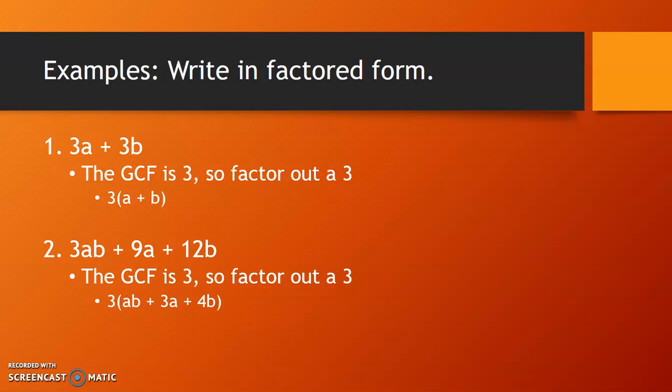For this next one, I have 3ab plus 9a plus 12b. Again, my GCF is going to be 3 because I can take that number out of all three of the numbers I see, but again, they don't share any letters. So I can't take out an a and I can't take out a b. I'm only going to take out a 3, so that sits out front, and then in parentheses would be ab plus 3a plus 4b.